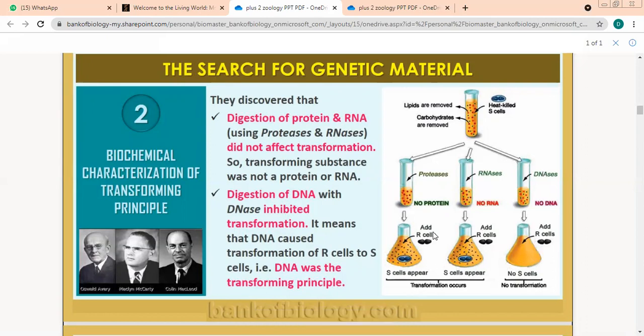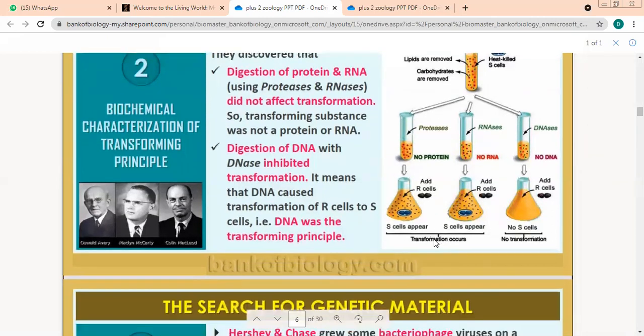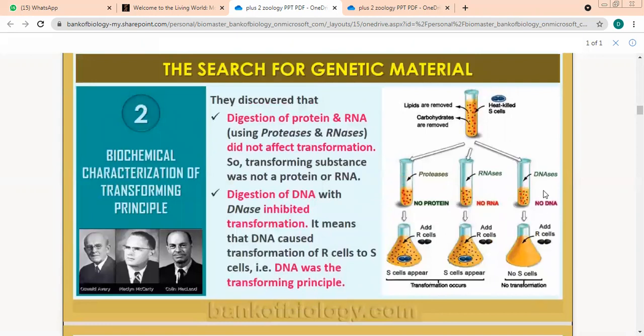So no transformation has taken place over here. And what has occurred over here is transformation. Which one is the real genetic material according to this experiment? Proteins, RNA, or DNA? DNA. I'll explain it.